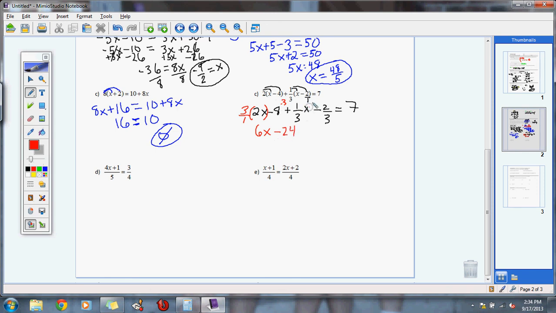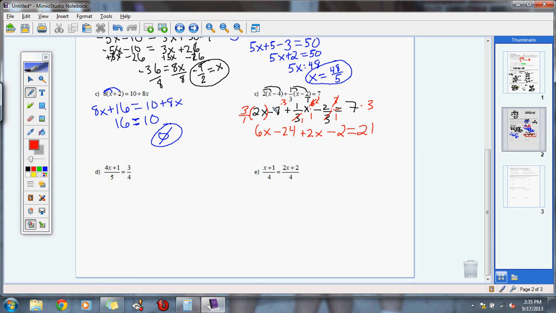Multiply this 1/3, this is where it's going to get tricky, by 6 over 1. The 6 over 1 reduces to 2 over 1, and you're going to have a positive 2x. Then we still have a minus sign, but when we take 2/3 times 3 over 1, the 3's cancel, so you'll just have a 2. And you can't forget you got to multiply the right side by that common denominator as well.